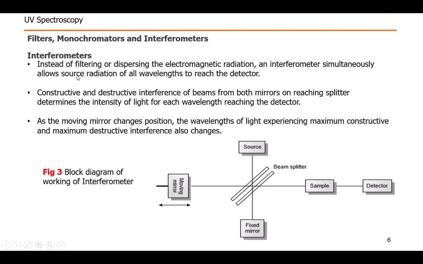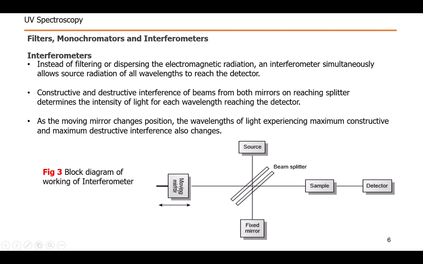Interferometers, or interference filters, we have named it. Instead of filtering or dispersing the electromagnetic radiation, an interferometer simultaneously allows source radiations of all wavelengths to reach the detector. The radiations emitting from the source would fall on a beam splitter, which would allow half of the wavelength towards the fixed mirror and half of the wavelength towards the moving mirror.